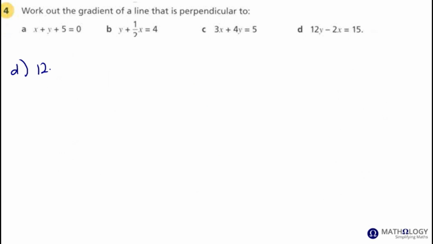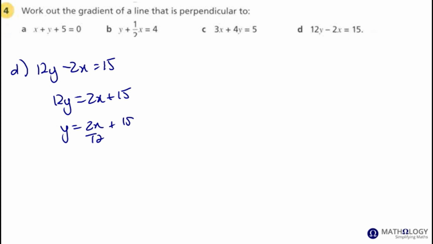D, 12y minus 2x equals 15. Again, this is not in standard form. 12y equals 2x plus 15. Divide through by 12. y equals 2x over 12 plus 15/12. So in simplified form, y equals a sixth times x plus 5/4. The gradient of the line is 1/6, so the gradient of the perpendicular line will be minus 6, the negative reciprocal of 1/6.